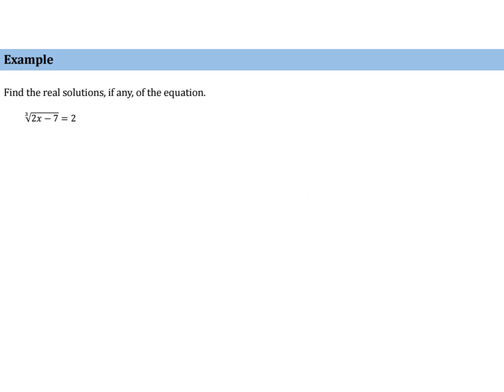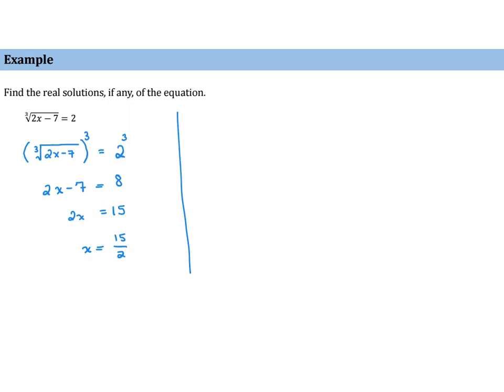Now we have the cube root of 2x minus 7 equals 2. Again, the radical is isolated, so we're going to raise both sides to the appropriate power to undo the radical. What power will we use? To undo a cube root, we will cube both sides. On the left-hand side, we have 2x minus 7, and on the right-hand side, we have 8. So 2x would equal 15 if I add 7 to both sides, which means that we have 15 halves.